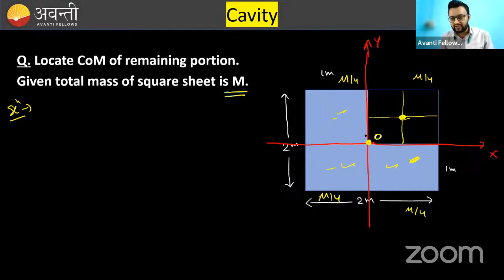This small square sheet has a center at this point. Can you see that this center point has some distance? This total distance is 1 meter. Then this distance will be 1 by 2.